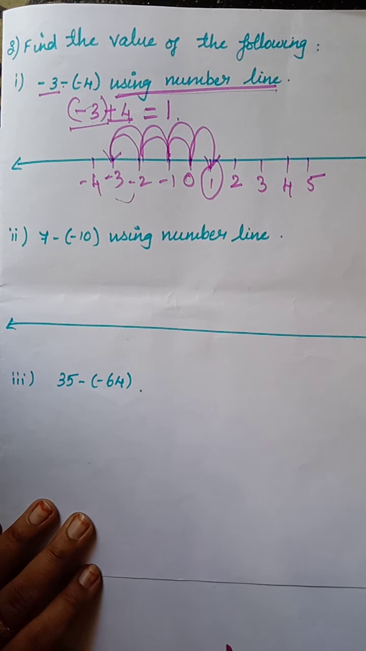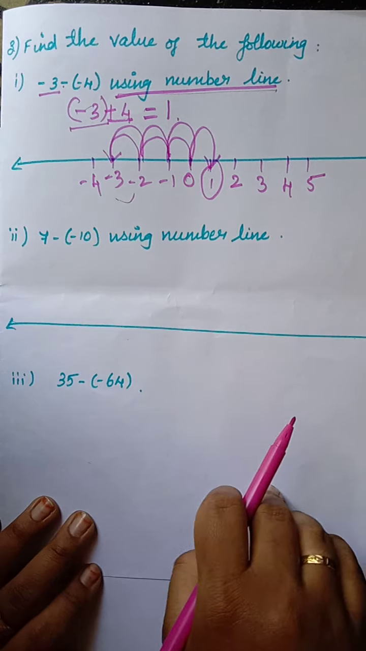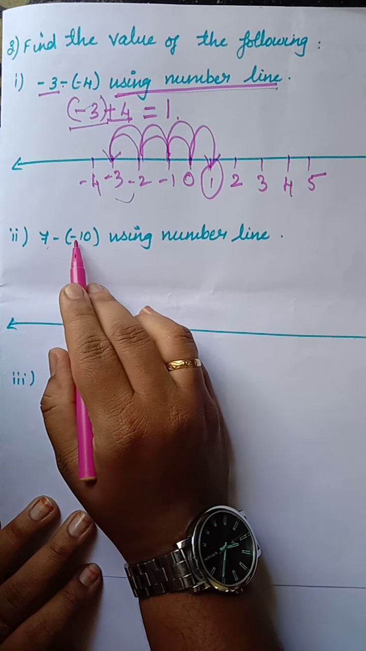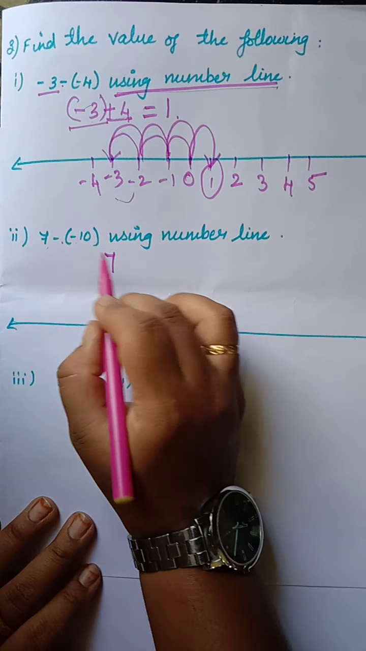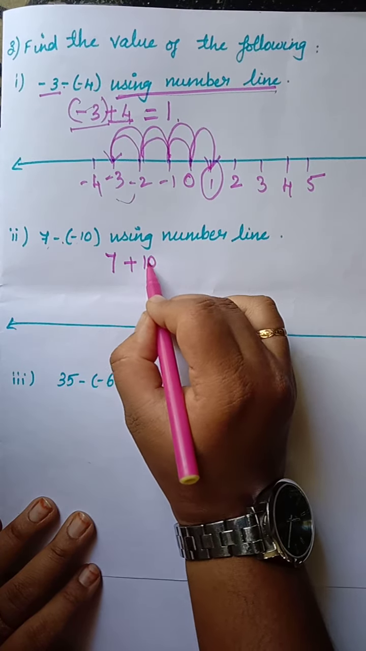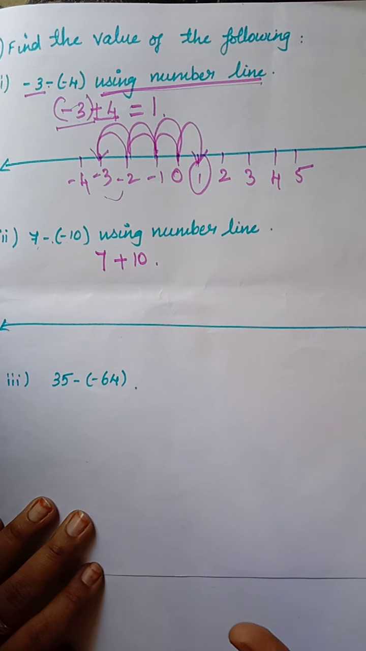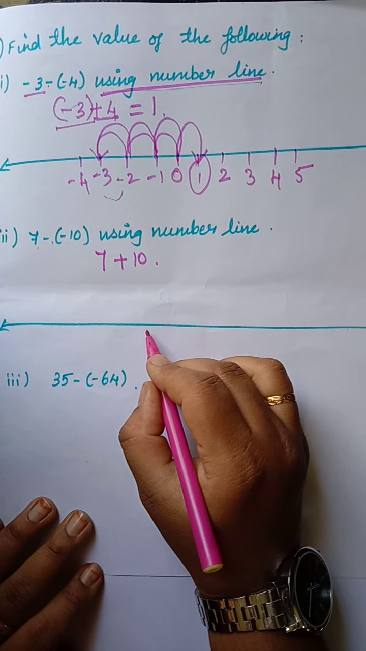Likewise we are going to do the next sum also. So we have to simplify it now. So 7 minus into minus is plus, so 7 plus 3. Then what we have to do? We have to draw the number line. So from here I am going to start.